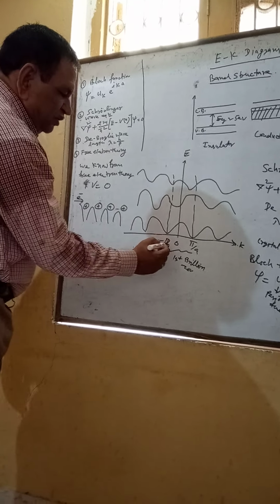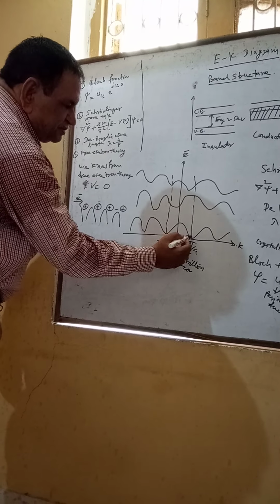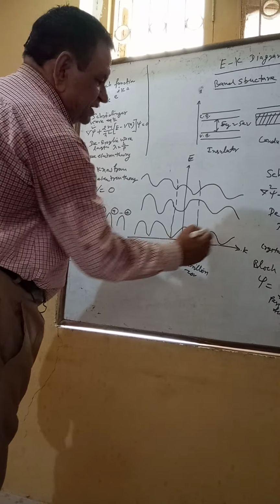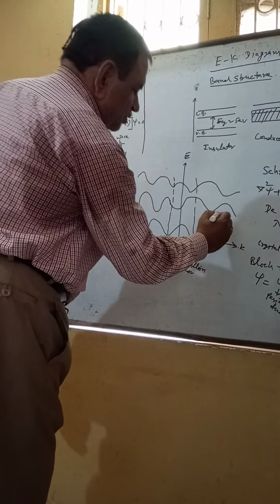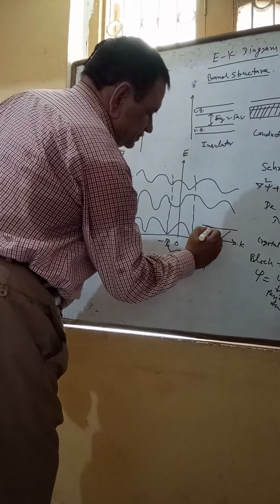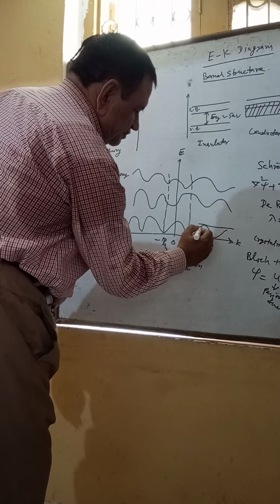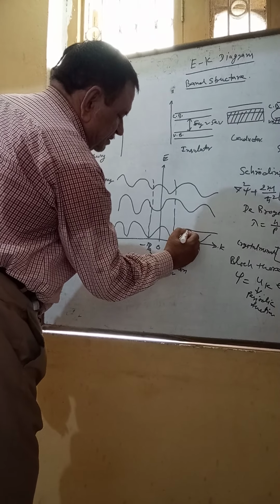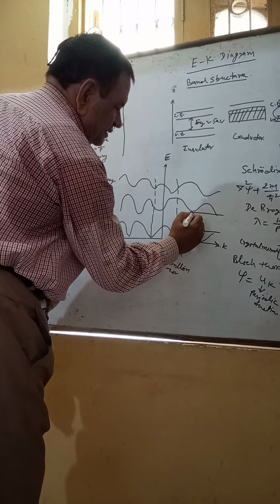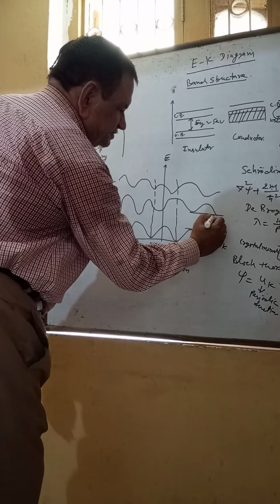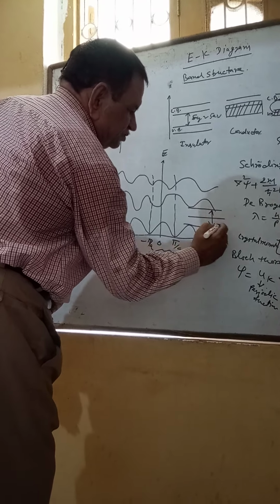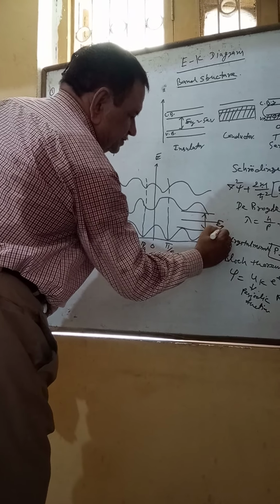If we know only the first Brillouin zone, then there is a repetition of this curve. This is the maxima of the valence band, and this is the minimum of the conduction band, and there is no wave in this portion, and this is known as the energy gap, Eg.